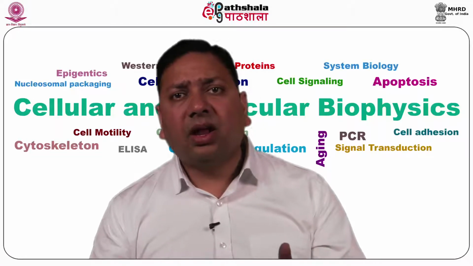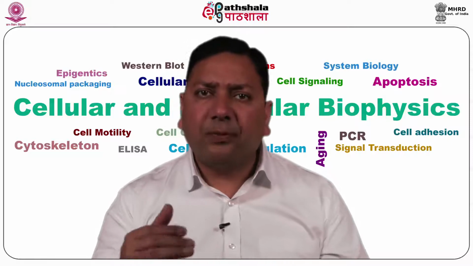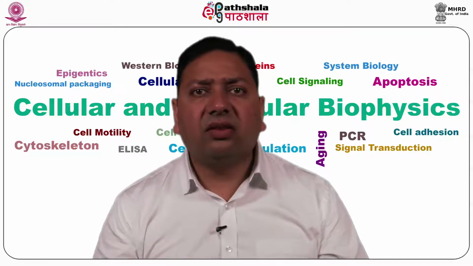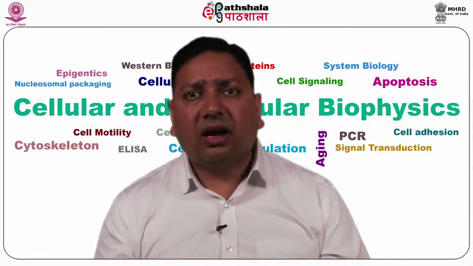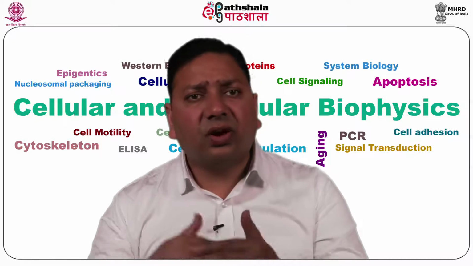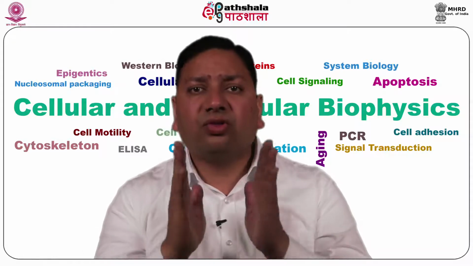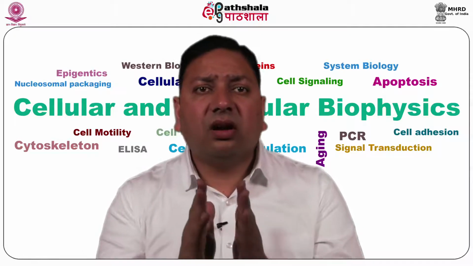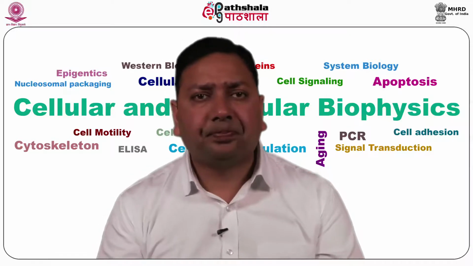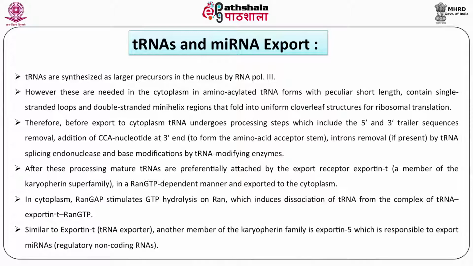Primarily, mRNA precursors undergo 5' end capping, splicing and cleavage and polyadenylation at the 3' end. During this process, the mRNA interacts with different kinds of proteins and forms a stable messenger ribonucleoprotein, which is called the mRNP particle. Now, I'll just talk about tRNA and miRNA export.